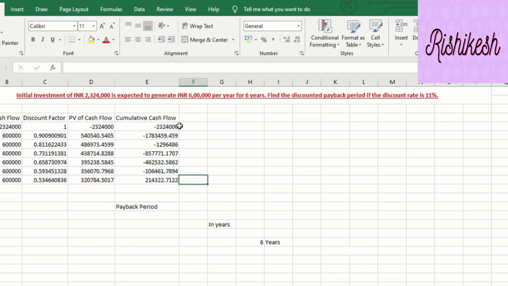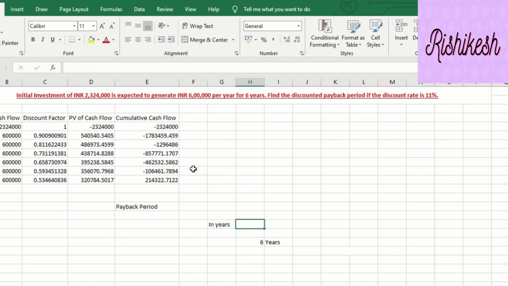So we calculated the cumulative cash flow at the end of each of the periods. Initially it was 23,24,000, then it kept on decreasing, and ultimately it was 2,14,322 rupees. Now we have to take this cash flow into account. So where is the cumulative cash flow becoming zero? Somewhere between year 5 and year 6 it is becoming zero.